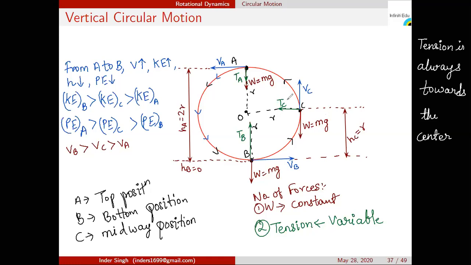Do you have any doubt in this? Anyone having any doubt in this?